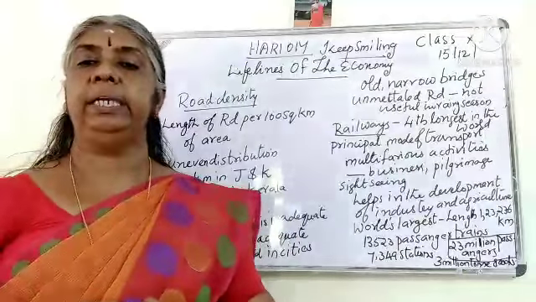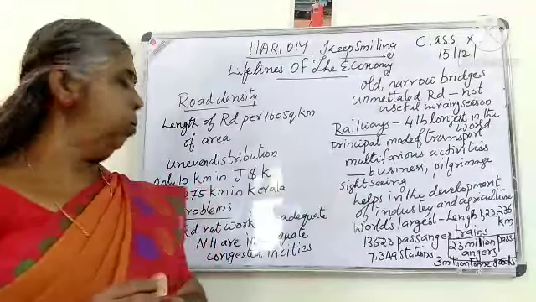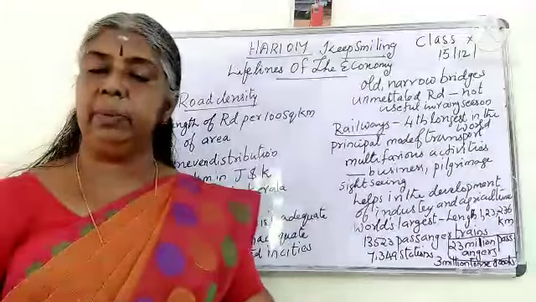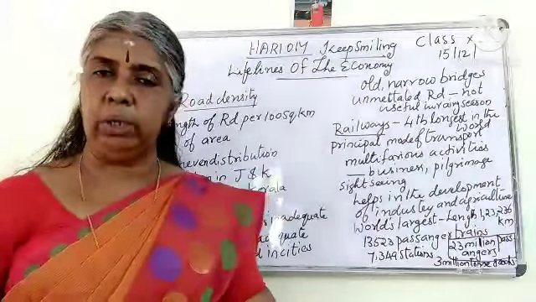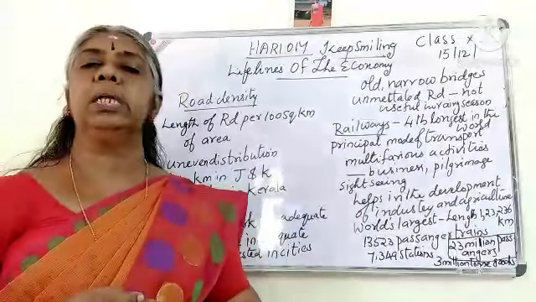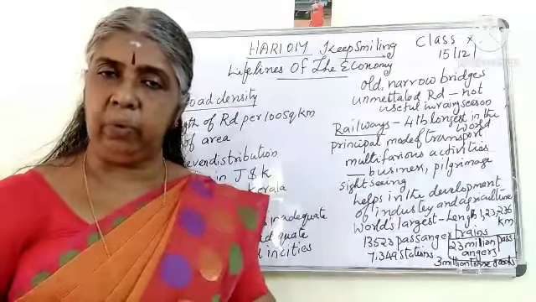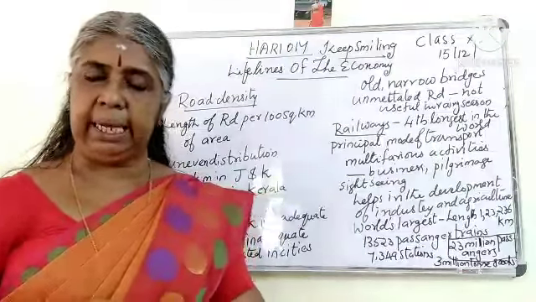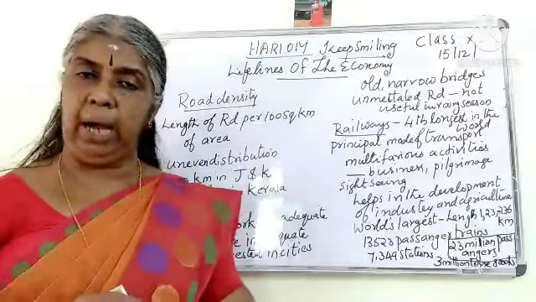Length of roads per 100 square kilometer is called the density of roads. So it is unevenly distributed, or not uniform. For example, in the northeastern states, we know the density of roads is less compared to other parts. But the northern plains have a high density of roads. And if you go to Jammu and Kashmir, again the density of roads is less. So depending upon the topography, the density of roads varies from one region to another.